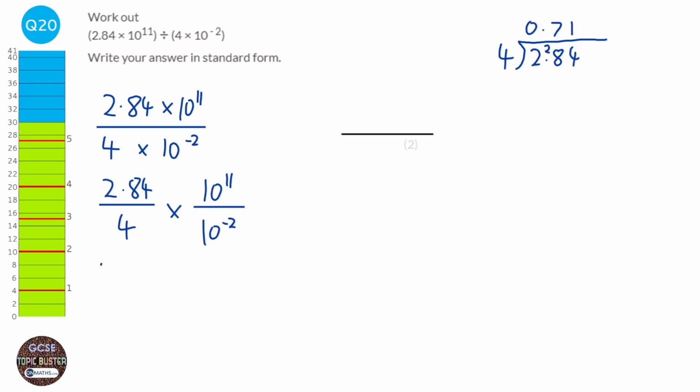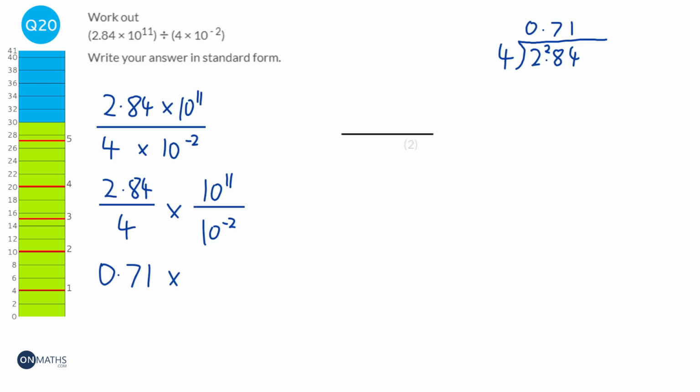So it's going to be 0.71 times, and then the rules of indices say that if you divide two powers of the same base, they're both 10, then you just take away the power. So it's 11 take away minus 2.